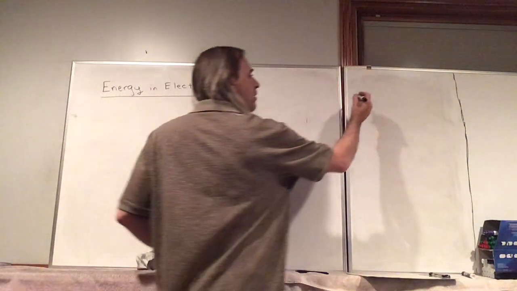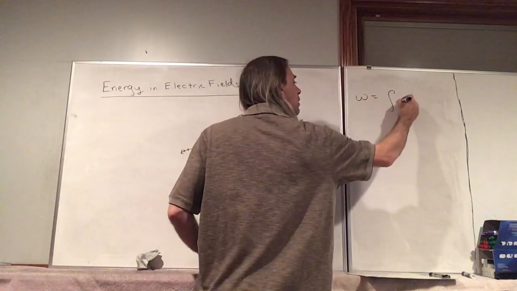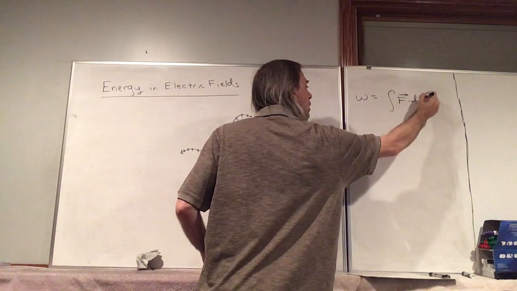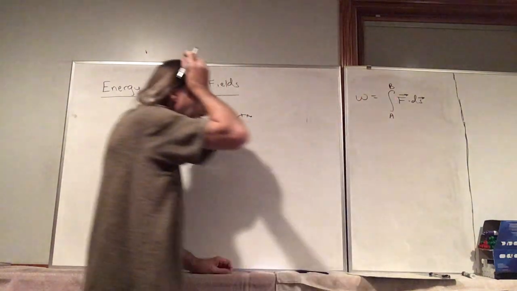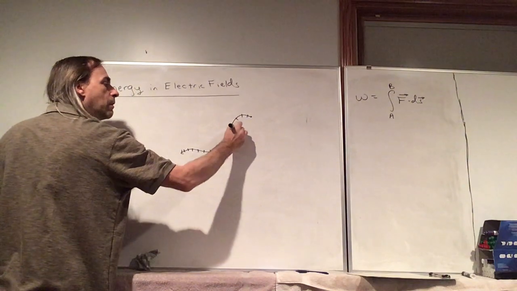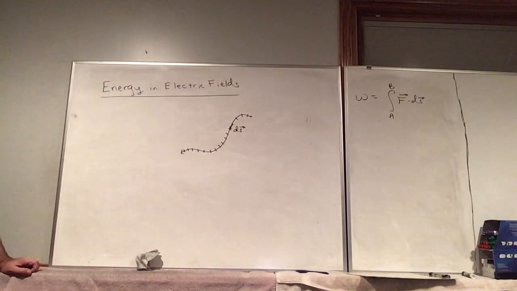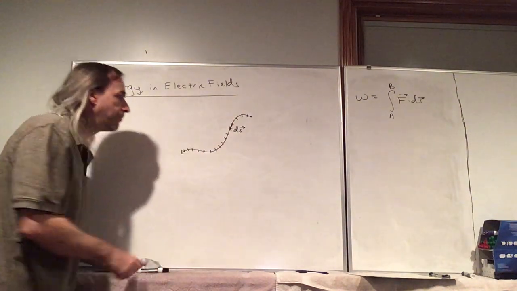So our most general definition for work, so again, we're going from, say, point A to point B, and ds would be this displacement vector, this infinitesimal displacement vector. And so again, that's our general definition of work. This is a line integral.